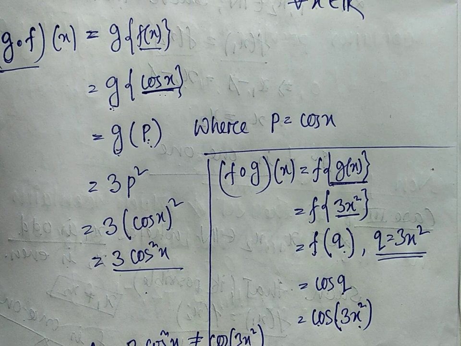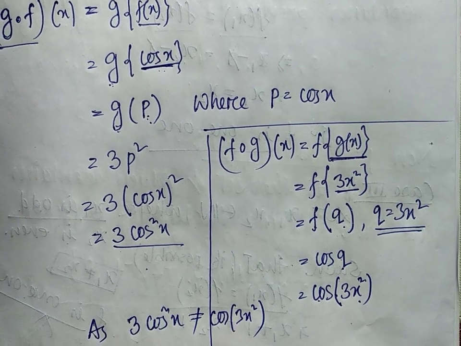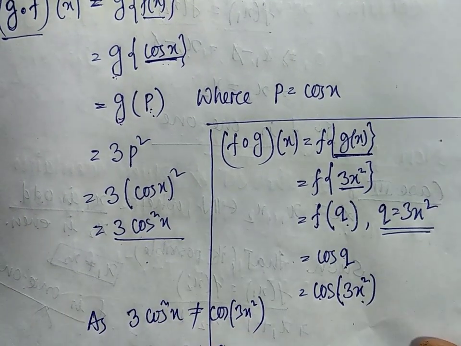Whenever the function's x is replaced by an expression, you have to consider the expression as a new symbol, then try to simplify. It will help you to decrease the difficulty level of the question, and then you can easily simplify. So we have got g naught f is not equal to f naught g always.